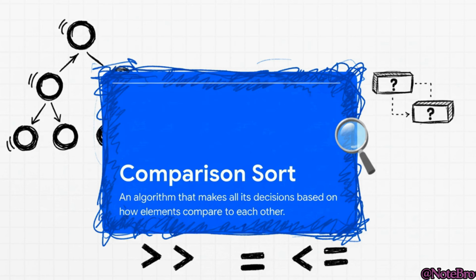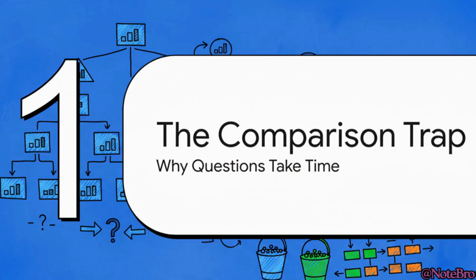That's it. Algorithms like insertion sort or merge sort rely entirely on these less than or greater than questions to figure out where every single thing is supposed to go. But here's the catch. As simple as that strategy is, all of those questions create a fundamental limit. It leads us straight into what I like to call the comparison trap, and it explains exactly why that speed limit we talked about even exists.